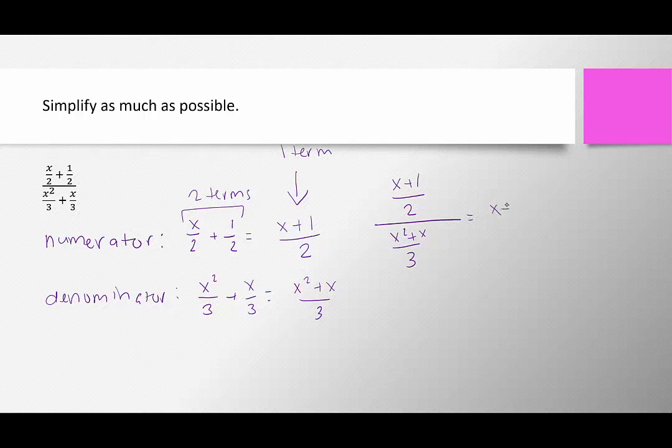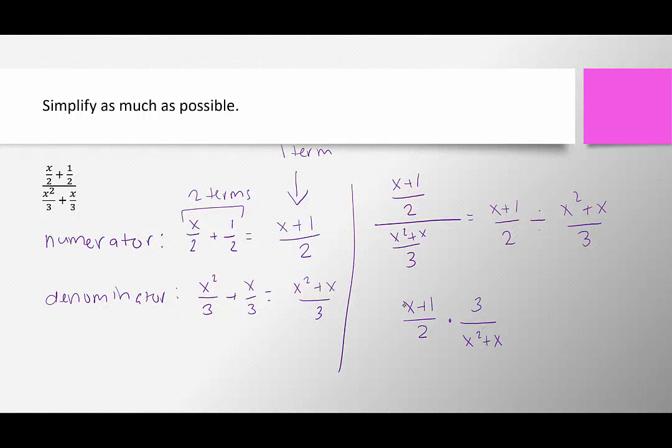So we can say (x + 1) divided by 2, little division symbol, (x squared + x) divided by 3. Now we can say, wait, I know that division is the same as multiplication if I multiply by the reciprocal of the divisor. So now we can rewrite this as (x + 1) divided by 2 times the reciprocal of the divisor, 3 over (x squared + x).